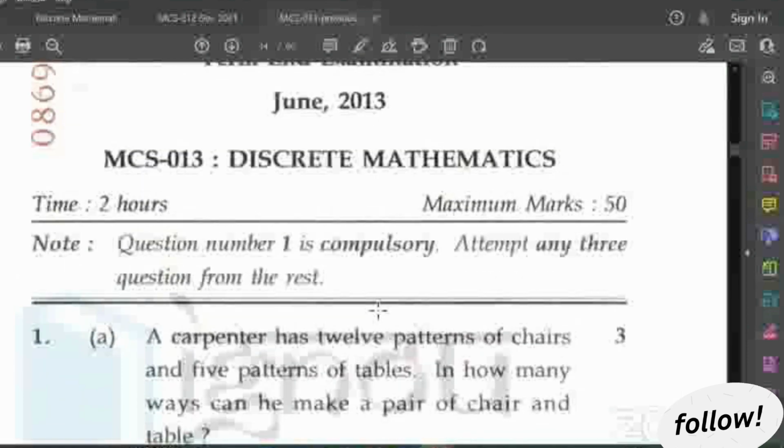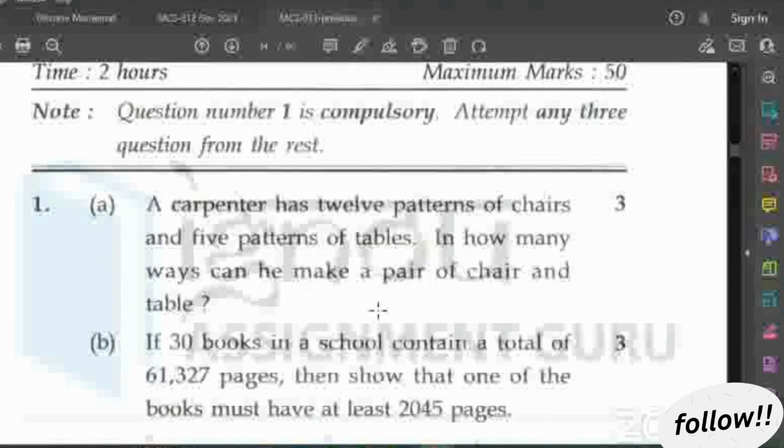See, this is June 2013, question number 1. I'm not going to solve it, I'll just tell you how to solve. A carpenter has 12 patterns of chairs and 5 patterns of tables. In how many ways can he make a pair of a chair and a table?